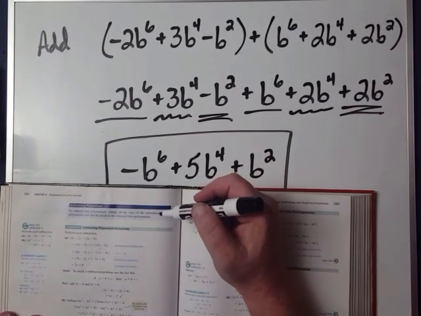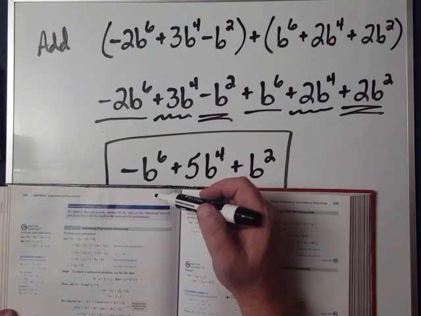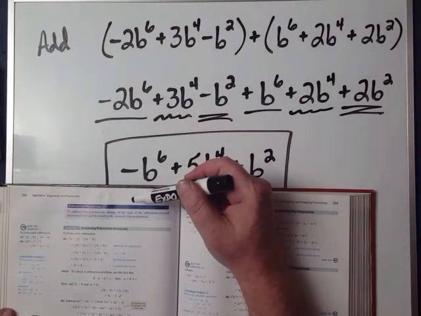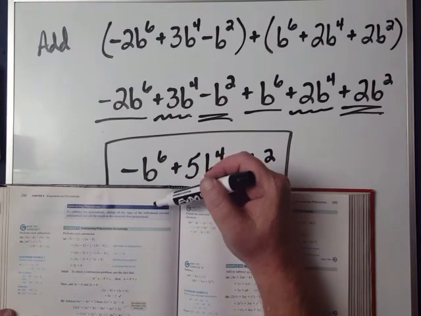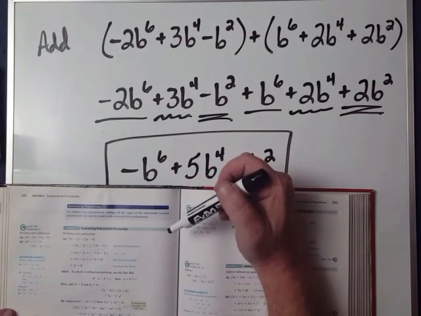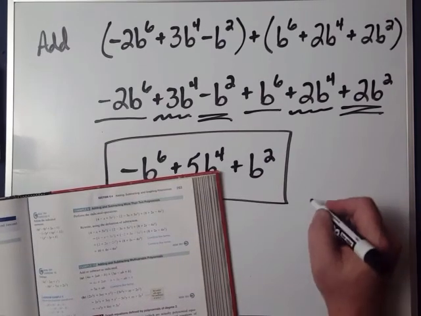This one's a bit verbose, a bit wordy. Page 292 at the top, subtracting polynomials. It says to subtract two polynomials, change all of the signs of the subtrahend and add the result to the minuend. Okay. First of all, just watch this.